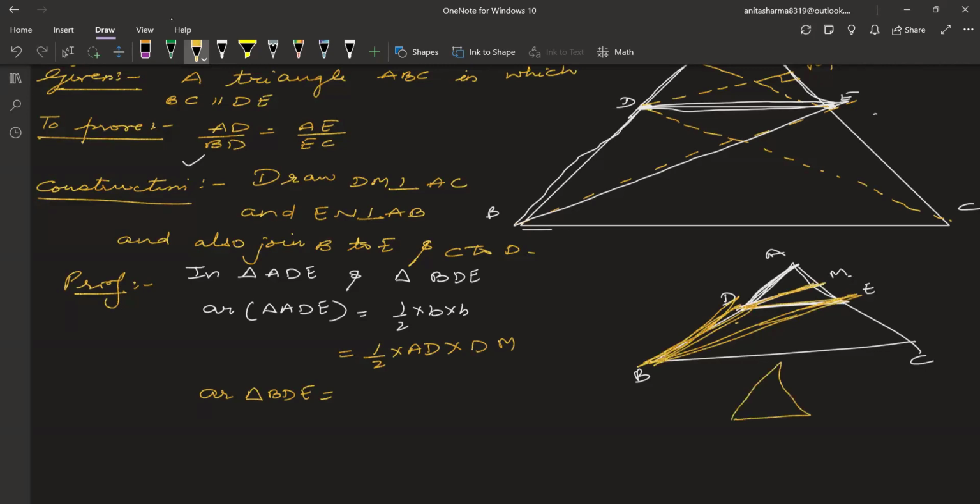This is the triangle BDE. This is D, this is E and this is B. So if I'm extending this BD, then the height, the perpendicular distance, will remain the same. So the area is half into BD into DM. Clear, children?